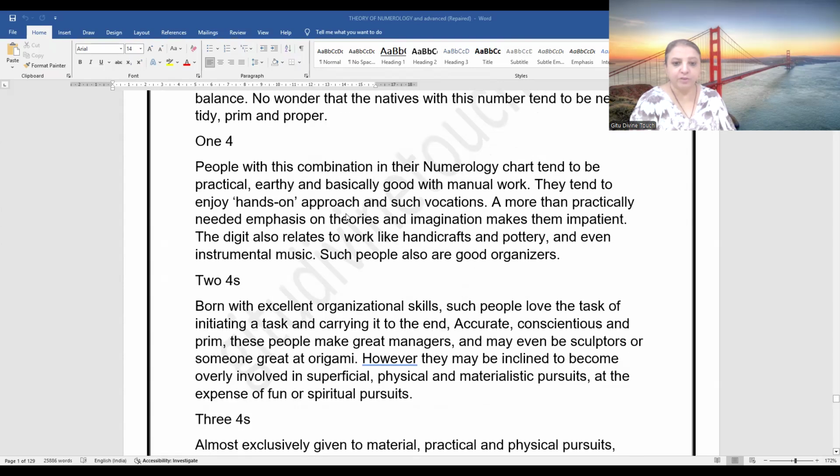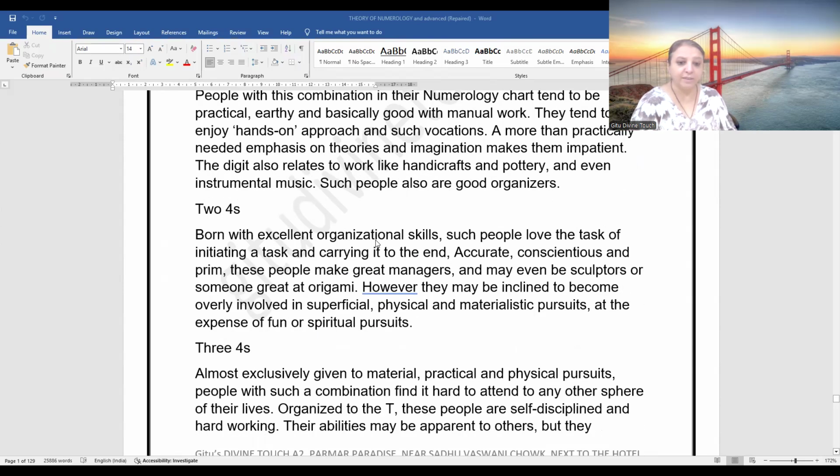People with this combination in their numerology chart tend to be practical, earthy, and basically good with manual work. They tend to enjoy a hands-on approach and such vocations. A more than practically needed emphasis on theories and imagination makes them impatient. The digit also relates to work like handicraft and pottery, and even instrumental music. Such people also are good organizers.